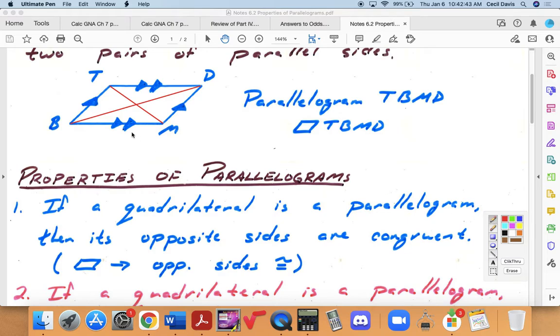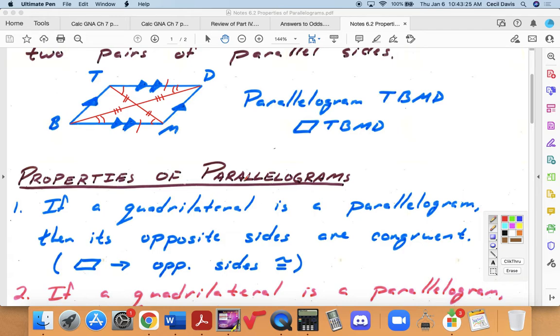Well, let's see if we can prove that. So if these two are parallel, we know that this angle is congruent to this angle and this angle is congruent to this angle, because when lines are parallel, alternate interior angles are congruent, right? And we just said a moment ago that if this is a parallelogram, the opposite sides are congruent. So do I know these two triangles are congruent? Yes. So then all the corresponding parts are congruent. Here and here, and here and here. So the diagonals cut each other in half. Okay, they bisect each other.